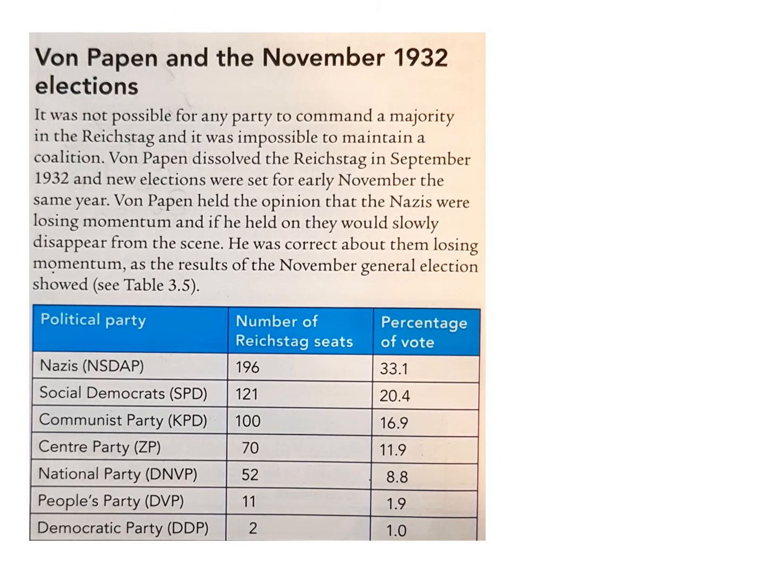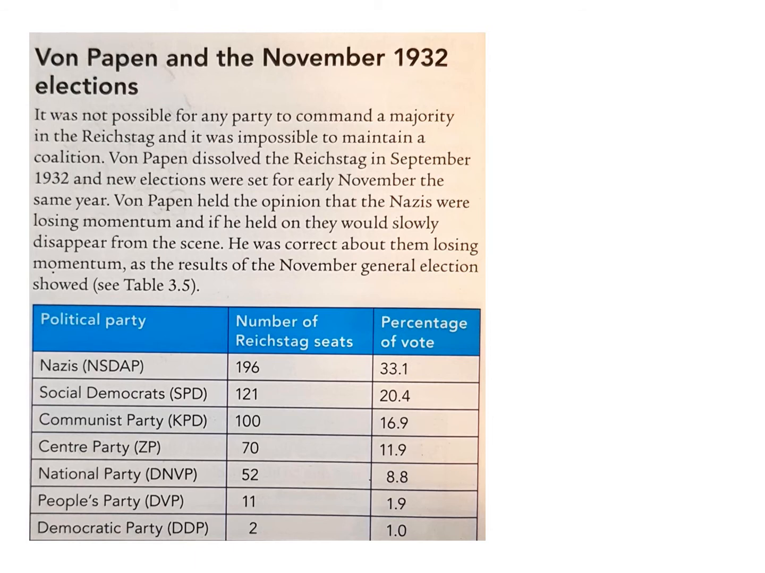Right, von Papen and November 1932 elections. So, it's not possible for any party to command a majority in the Reichstag, and it was impossible to maintain a coalition. Von Papen knew he couldn't form a coalition with the Nazi Party. So von Papen dissolves the Reichstag, so shuts down the Reichstag in September 1932 and holds new elections, which he sets for November, so a few months away. So in that time, like, the politicians don't meet up to discuss laws and things like that.